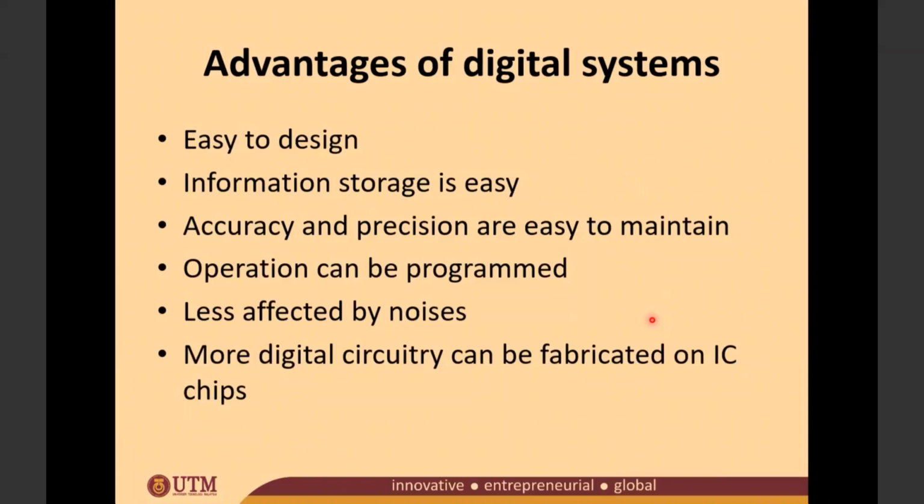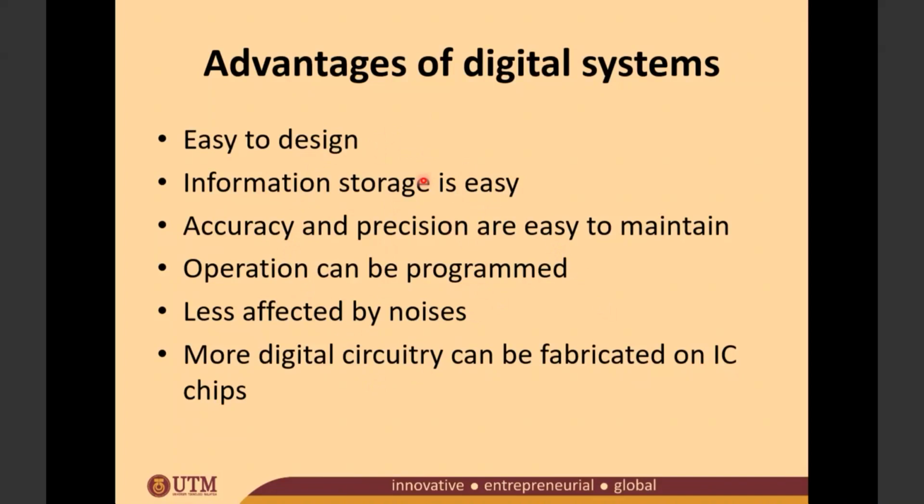Okay, why do we want to use the digital system? Okay, the first one here is it is easy to design, and then information storage is easy, accuracy and precision are easy to maintain, operation can be programmed, less affected by noise, and more digital security can be fabricated on IC chips. Okay, in the next slide, we will see more details on these advantages that are listed out here.